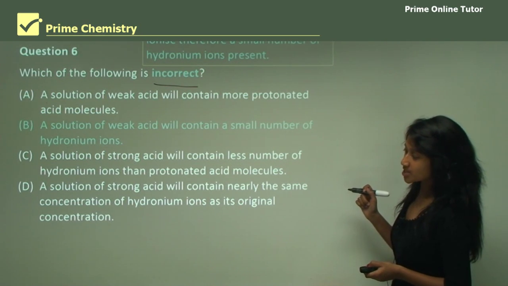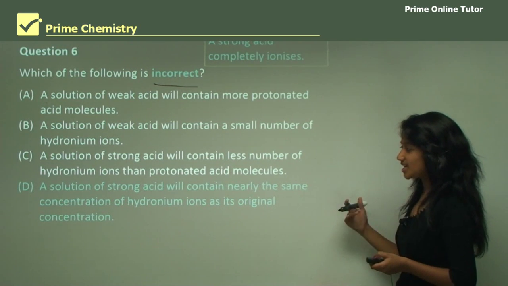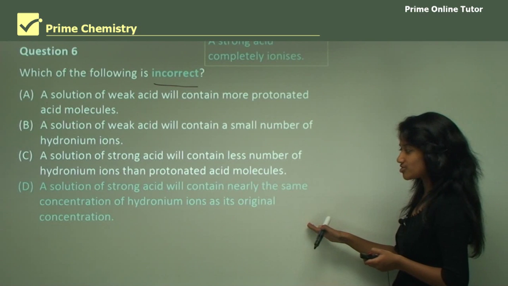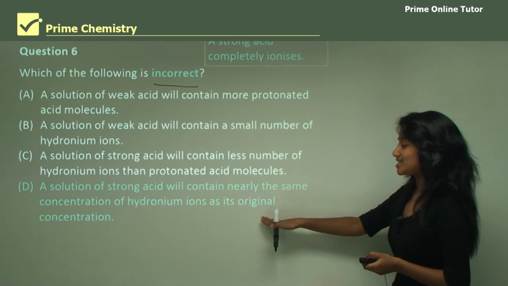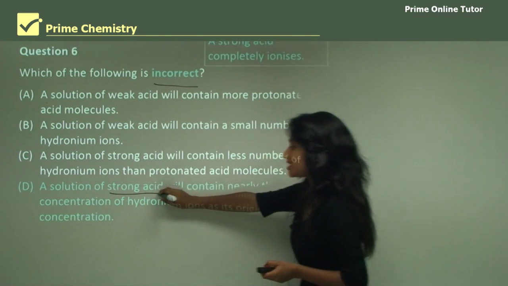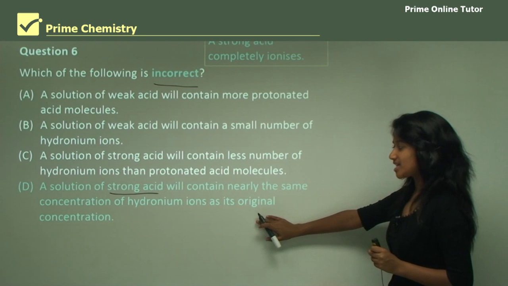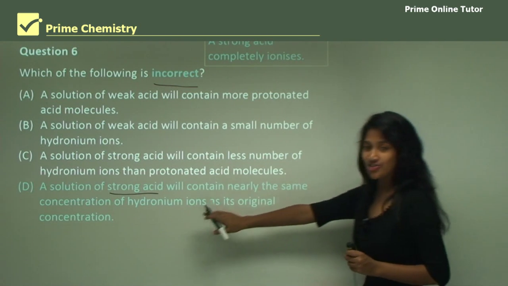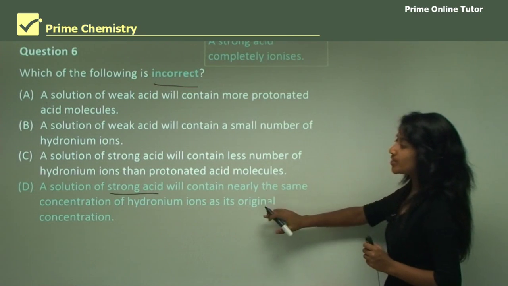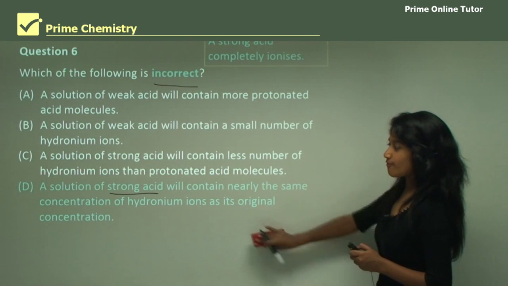Now considering option D, a solution of strong acid will contain nearly the same concentration of hydronium ions as its original concentration. Now this is a strong acid, in other words, complete dissociation. So it would contain the same amount of hydronium ions. So this statement is correct, making this incorrect for our question here.